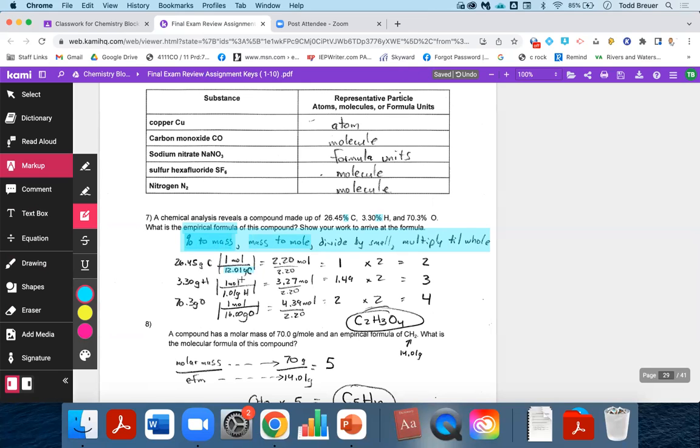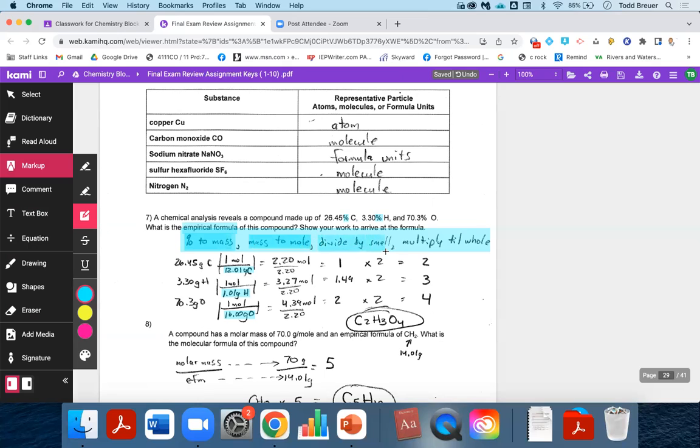For carbon, it's 12.01. For hydrogen, it's 1.01. For oxygen, it's 16. So 26.45 divided by 12.01, we get 2.2. 3.3 divided by 1.01, we get 3.27. 70.3 divided by 16, we get 4.39. That's mass to mole. Now we've got 3 mole amounts: percent to mass, mass to mole.